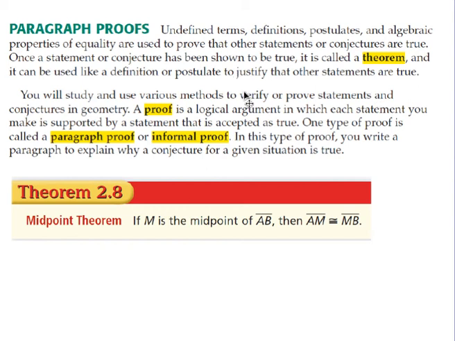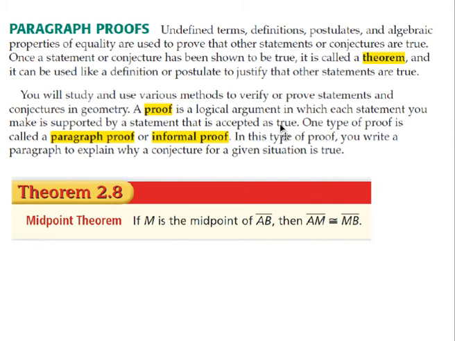And then also, for the notes for this section, is theorem proof, paragraph proof, or informal proof. Paragraph proof or informal proof is just two names for the same thing. There's two other proofs, which are flowchart proof and two-column proof, which I'm a fan of, and those are called formal proofs. A proof is a logical argument in which each statement you make is supported by a statement that's accepted as true.